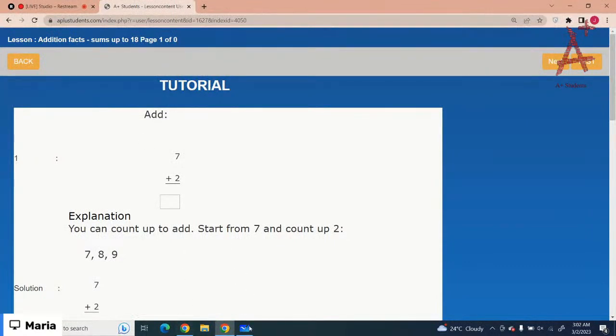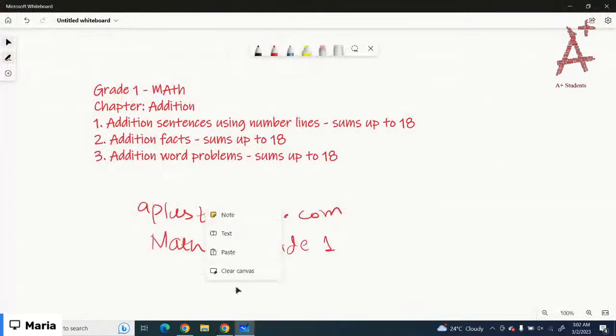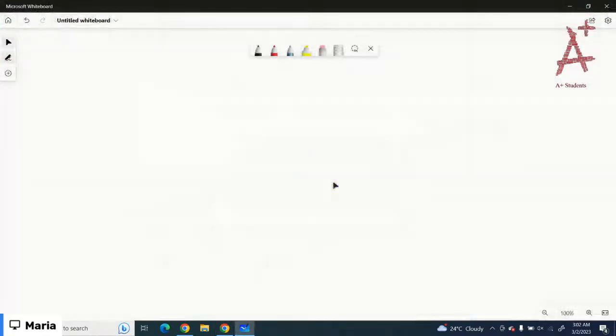You have to add. So 7 plus 2. Start with the greater number. 7 is the greater one, and count up 2. So 7, 8, 9. That means 7 plus 2 makes 9. Got it? You always have to start with the greater number and count up the smaller number. So 7 plus 2 makes 9.